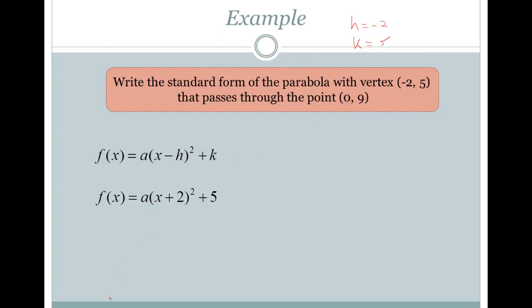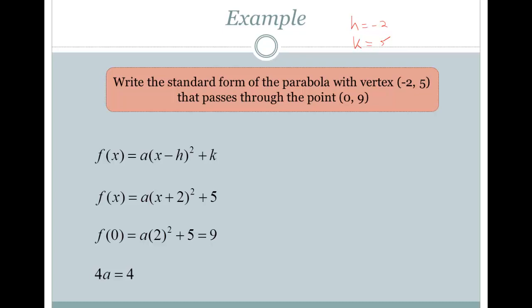Now if I want to solve for a, I can plug that point in. I plug in 0 for x, and I know the output is going to be 9. And so this simplifies down to a times 2 squared, right here because I plugged in 0, plus 5.